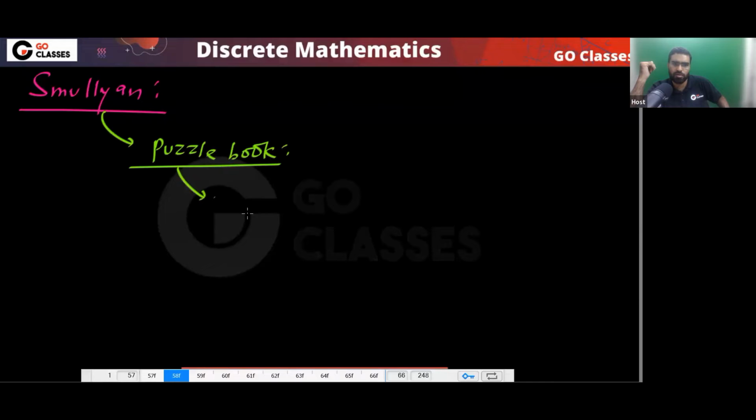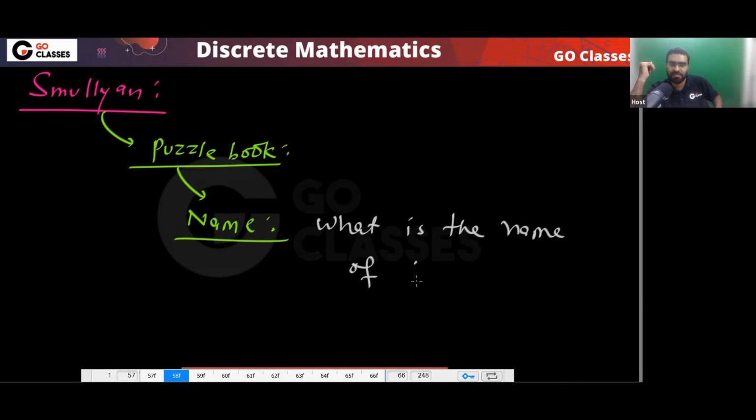In this puzzle book, let me tell you the name of this puzzle book. What is the name of this book? This is the name of this book. Are you getting my point?